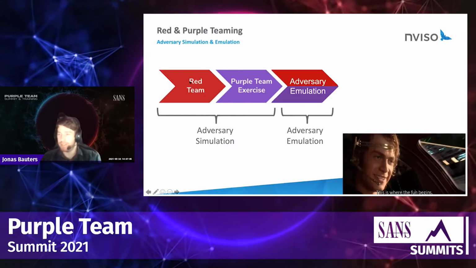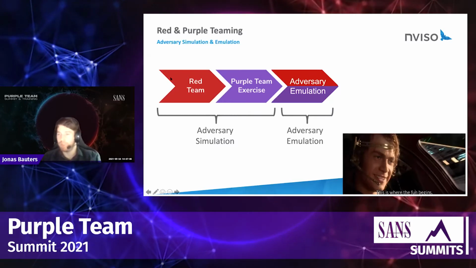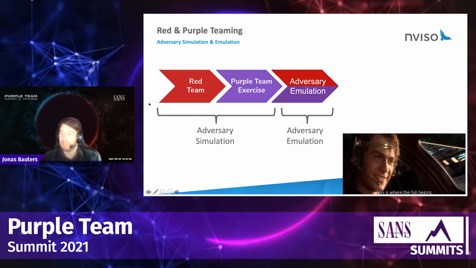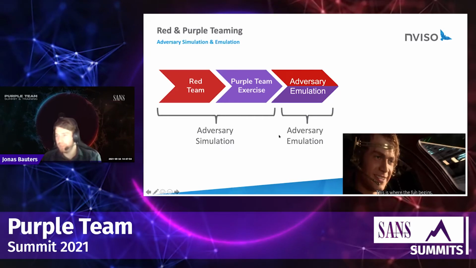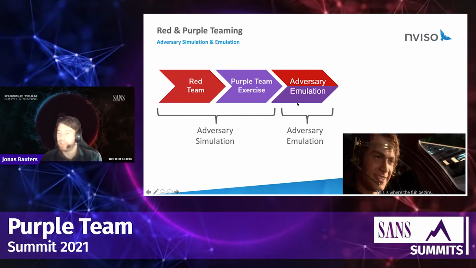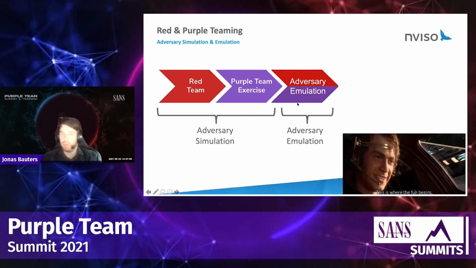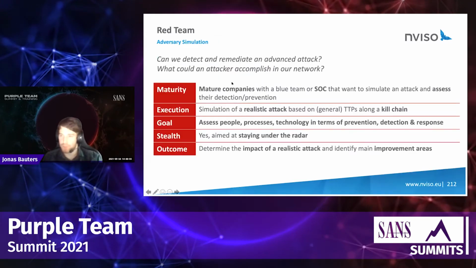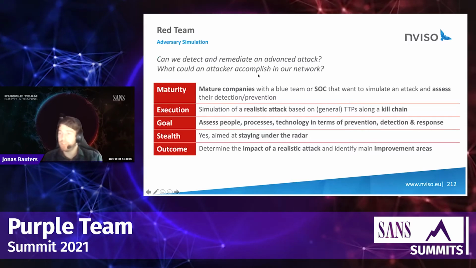mapped to the offensive security model again. So we first had red teaming followed by purple teaming, which are both examples of adversary simulation. And then as the final step, there was the adversary emulation, which can be applied to both types of exercises actually. So first, looking at the red team.